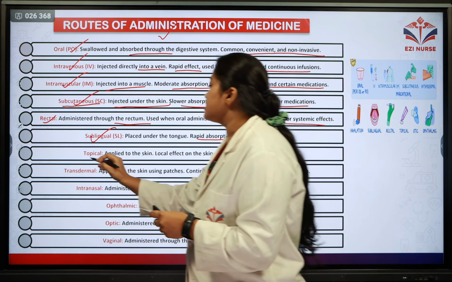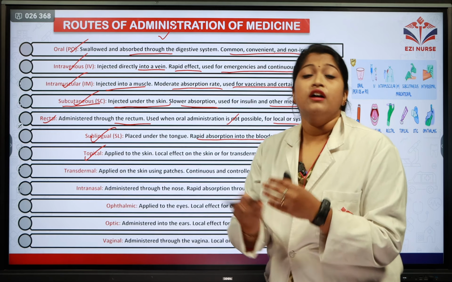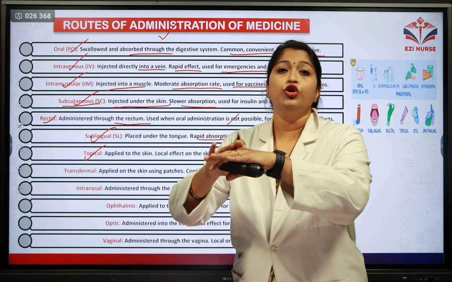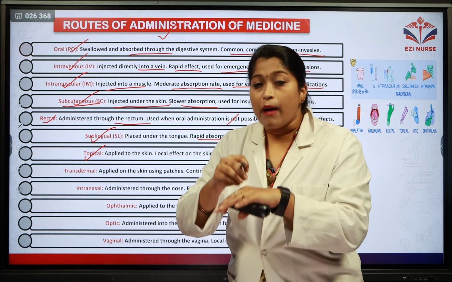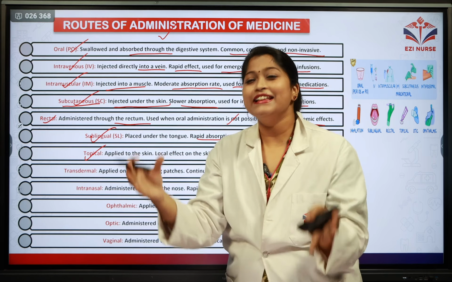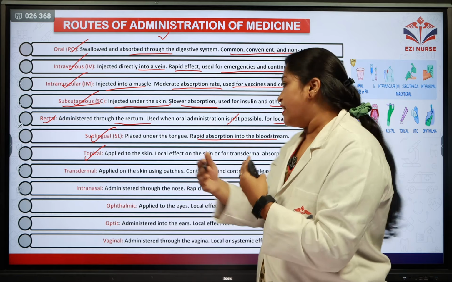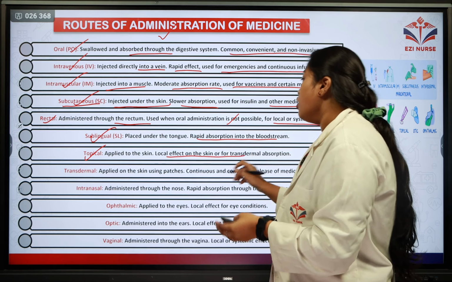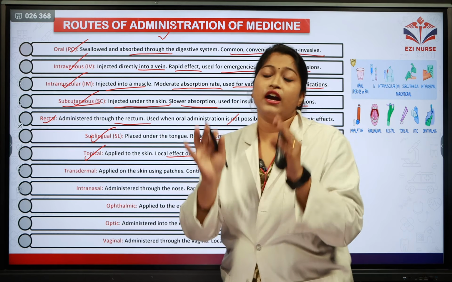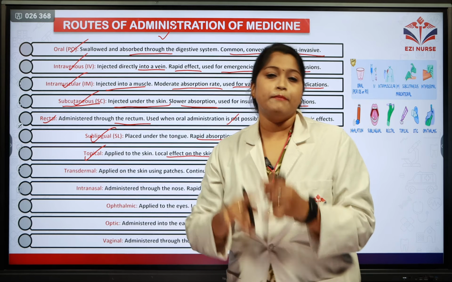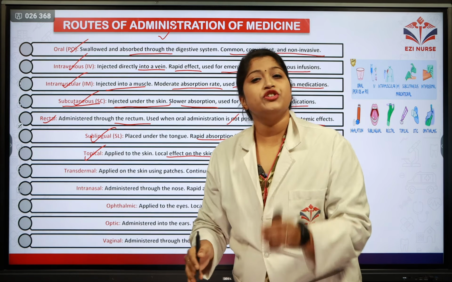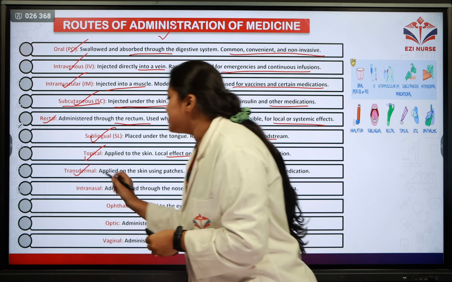The next route is the topical medications, where we are applying the medications onto the skin. So certain kinds of balms, Amrutanjan, etc., they are applied on the skin, wherein we use these topical medications for local effect on the skin or for transdermal absorption.